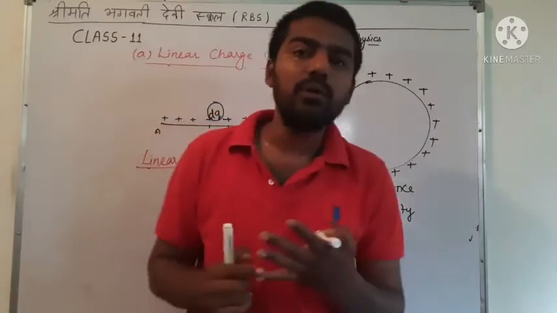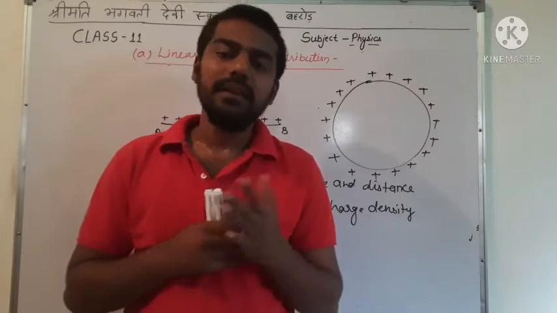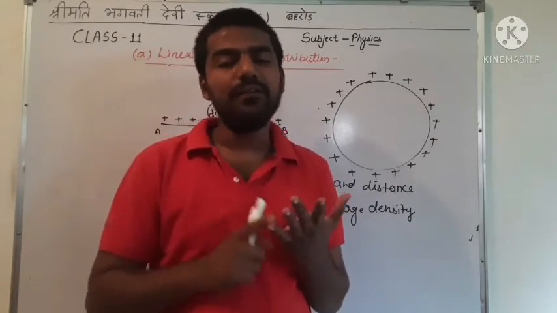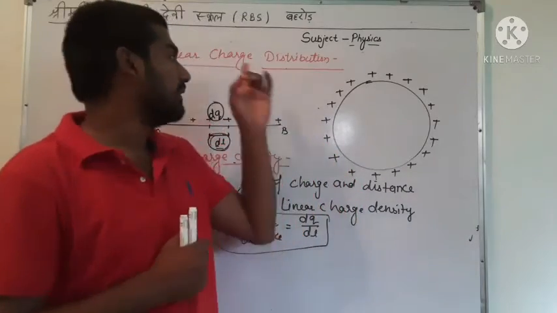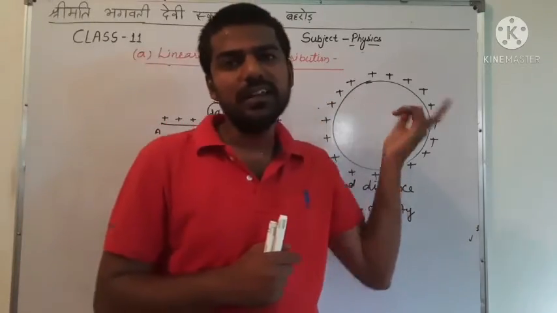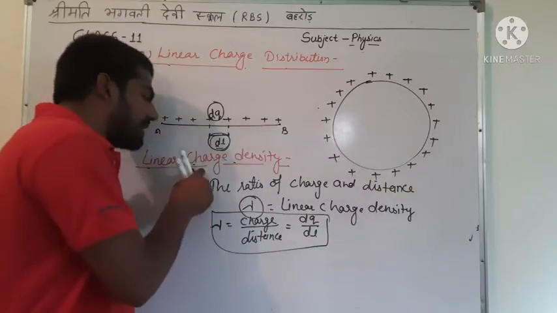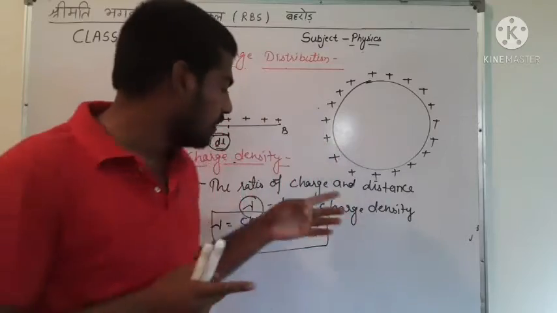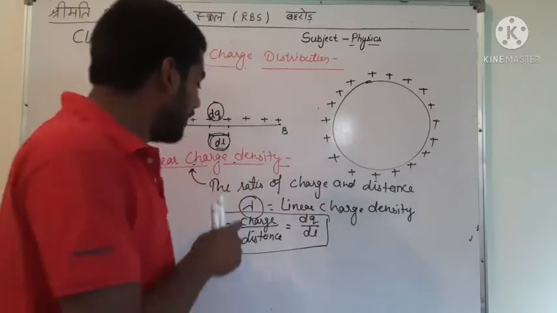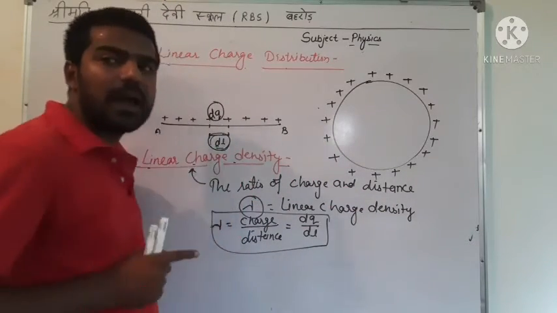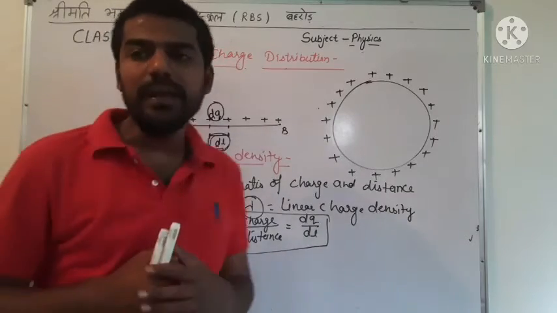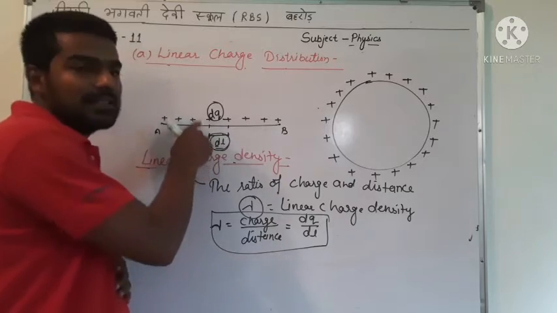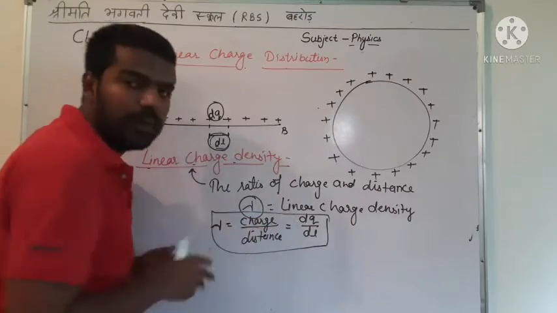So we studied linear charge distribution, which is when the charge is distributed on a line or the circumference of a circle. Next was linear charge density: the ratio of charge and distance is called linear charge density, represented by lambda. Here the charge is dq and the distance is dl, so lambda equals dq upon dl.